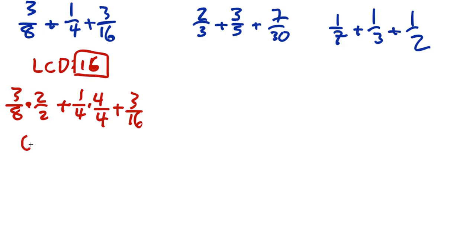3 times 2 is 6. That's 3/8, now becomes 6 sixteenths. 1/4 times 4 over 4, that's 4 over 16. And then 3 over 16. We have 16 as our mega denominator.